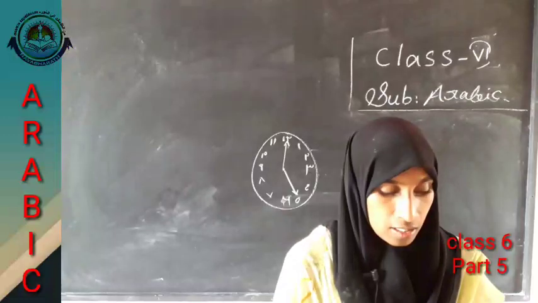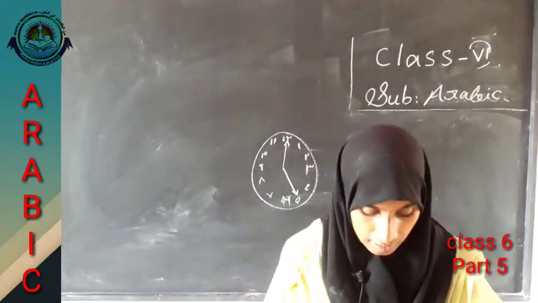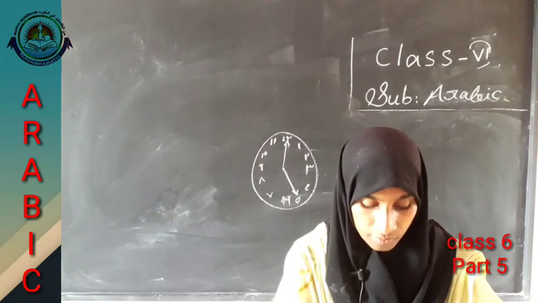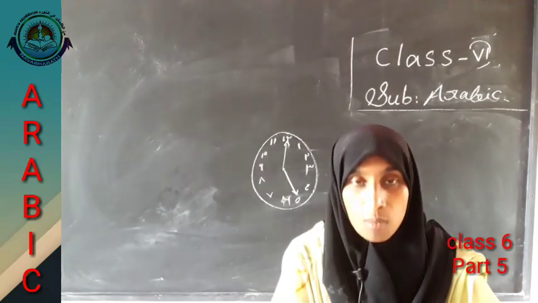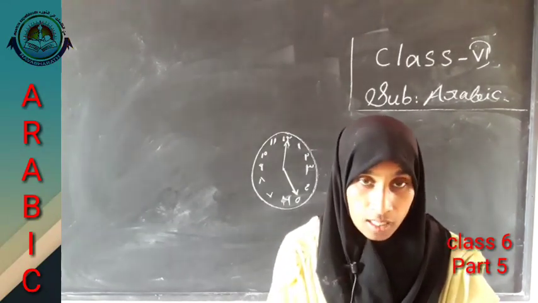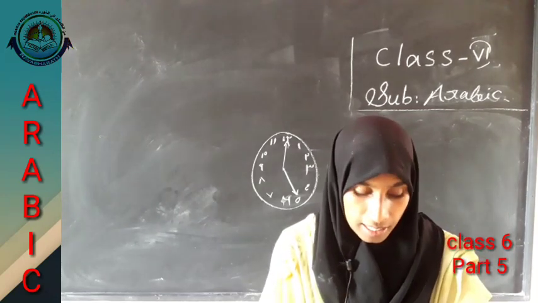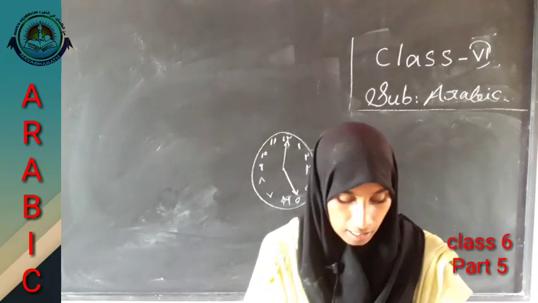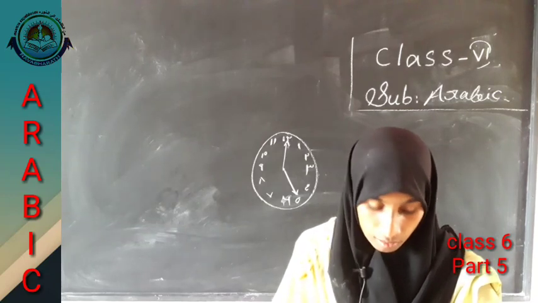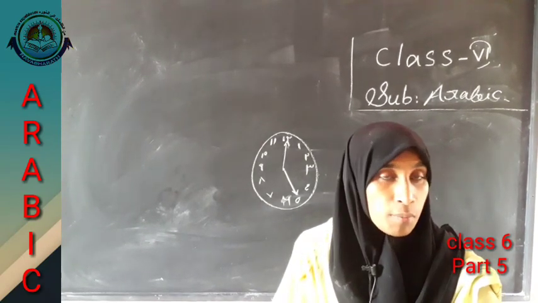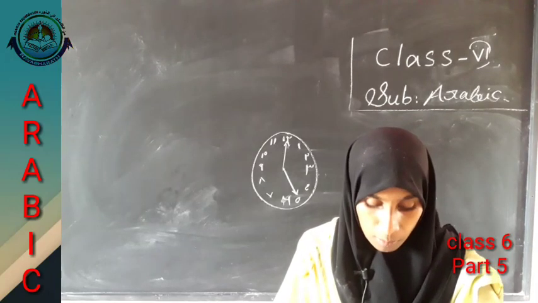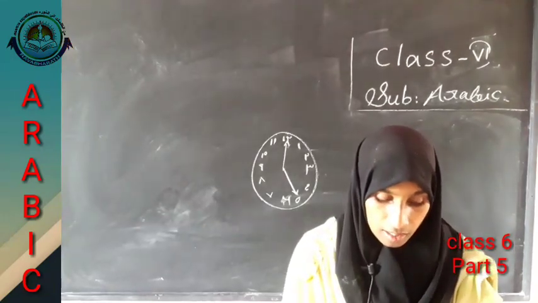Ash-Shahrul Awwal, the first month in Qamari, Ash-Shahrul Qamariya. Muharram. Then Qabla Shahri Sawm, before the Ramadan. Sha'ban. Again: Nuzulul Qur'an, Ramadan. Eidul Fitr, Shawwal. Eidul Adha, Dhul Hijjah. Viladatun Nabi Sallallahu Alaihi Wasallam, birthday of Nabi Sallallahu Alaihi Wasallam, Rabi'ul Awwal. Ash-Shahrul Awwal, first month in Arabic, Muharram. Qabla Shahri Sawm, before the Ramadan, Sha'ban.